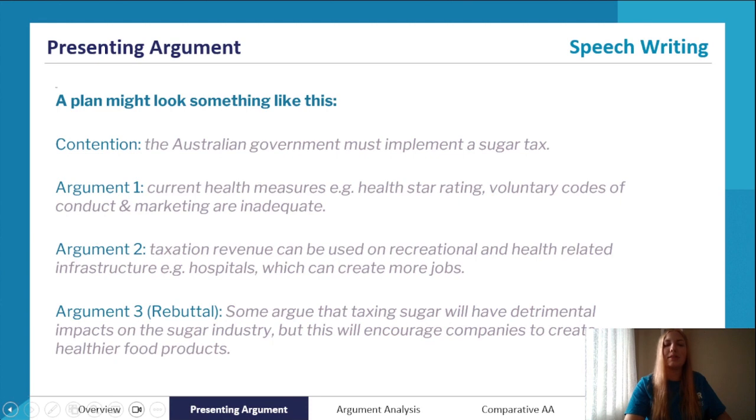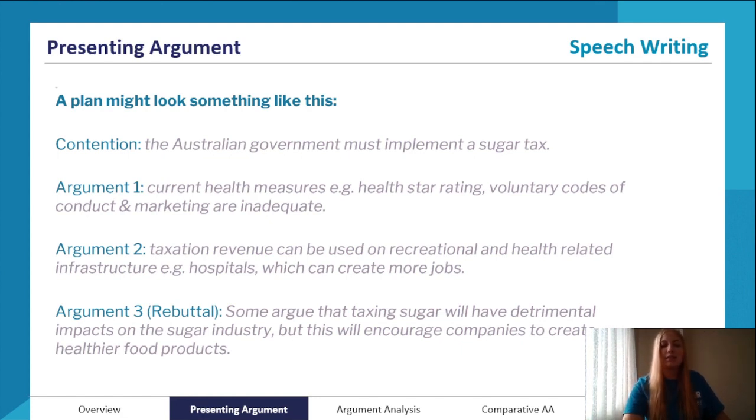So, what are some arguments to back that up? We might be saying that current health measures, such as health star rating, voluntary codes of conduct, and marketing, are inadequate on their own to limit obesity and excessive sugar use and diabetes, etc. Of course, we've dot pointed the ideas that we would actually discuss for that argument as examples that have been ineffective.